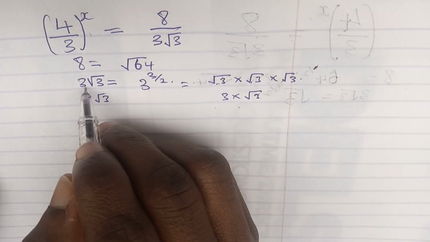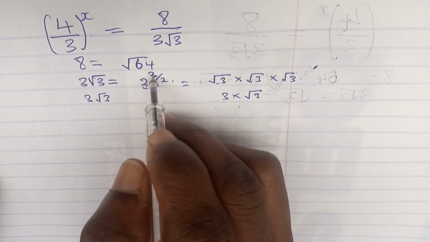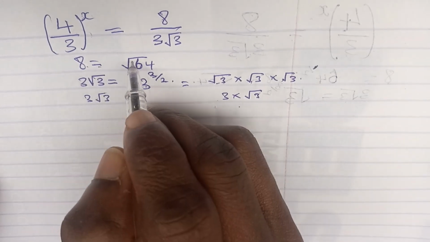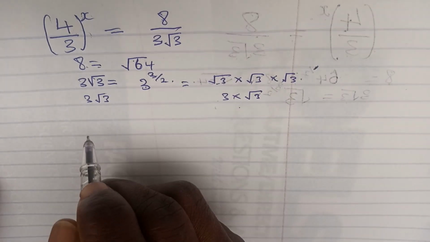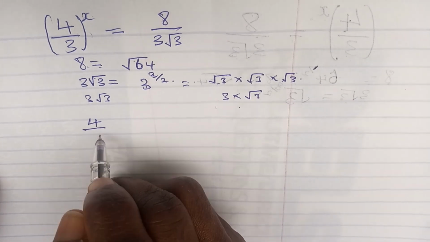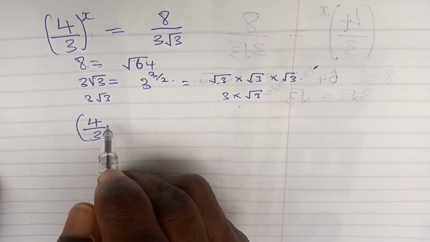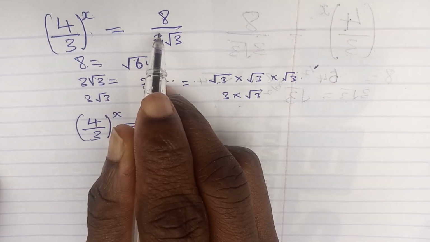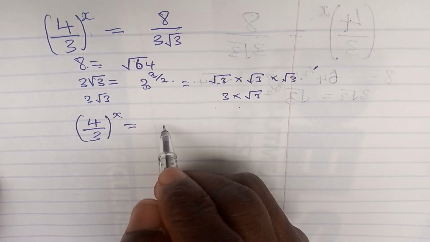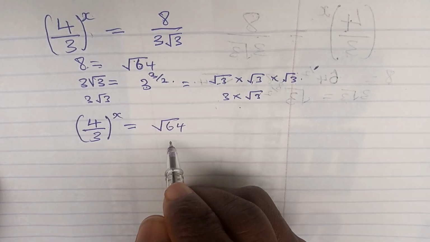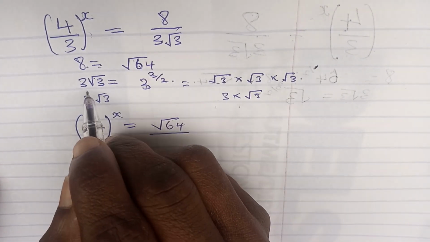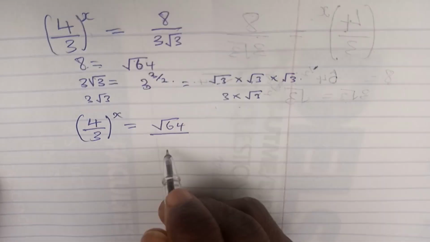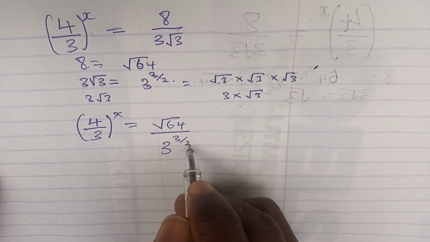So you can now see that 3 root 3 is also equal to 3 to the power of 3 over 2. Okay, and we said 8 is equal to the square root of 64. So we now have (4/3) to the power of x is equal to, in the place of 8 we can put root 64, over, in the place of 3 root 3, we can put 3 to the power of 3 over 2.